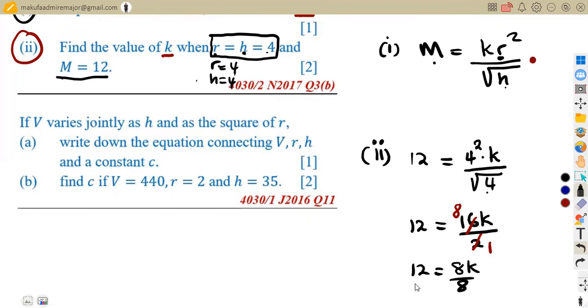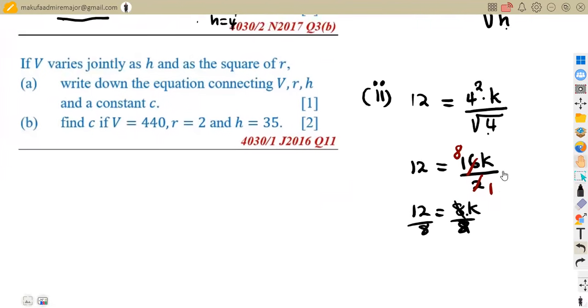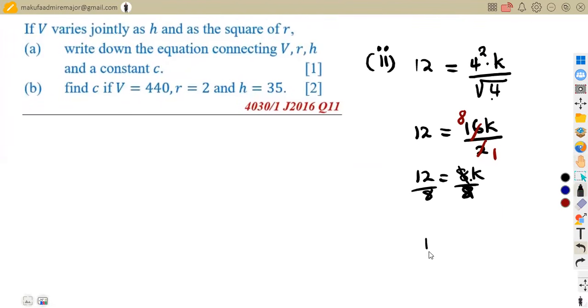So we can divide by 8 on both sides since we are multiplying here. So that's how we are going to obtain the value of K. So K is going to give us what? Reduced by 4 here, that's a 3. By 4 here, that's a 2. So meaning to say our K is going to be 3 over 2, which is the same as 1.5.